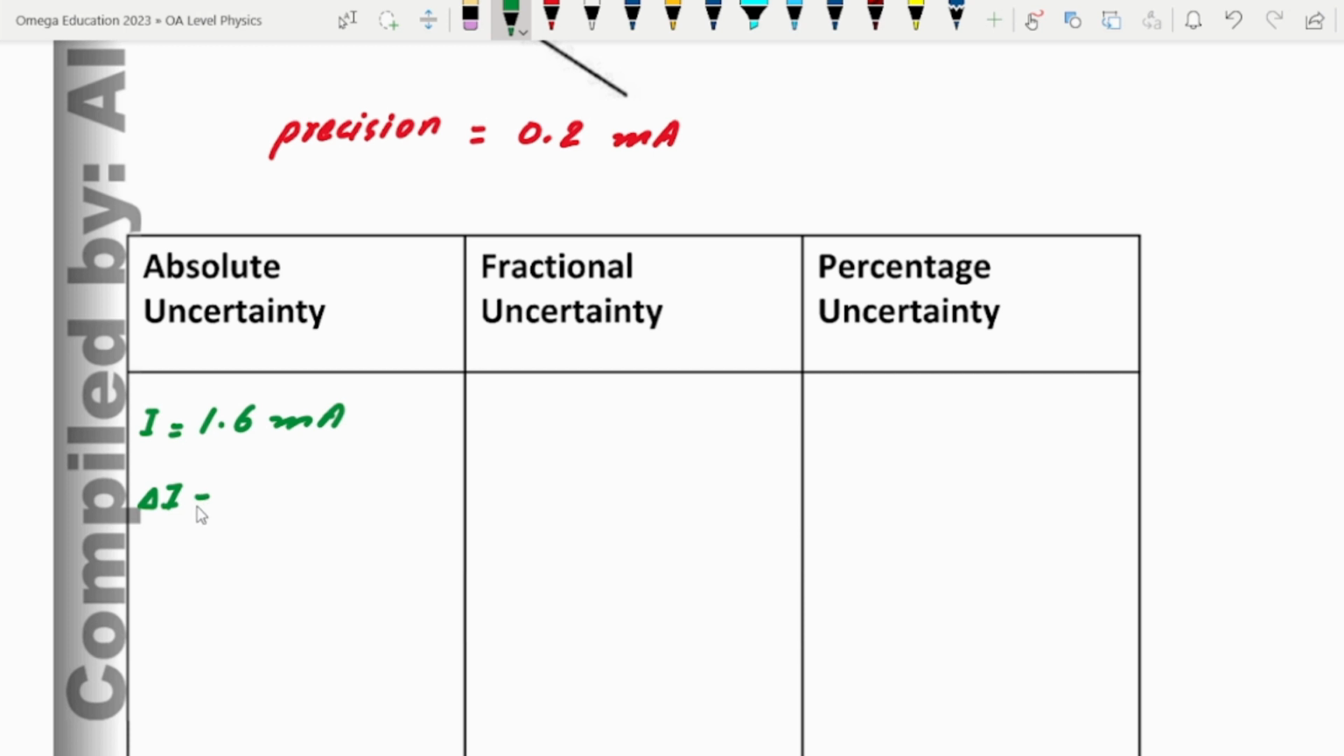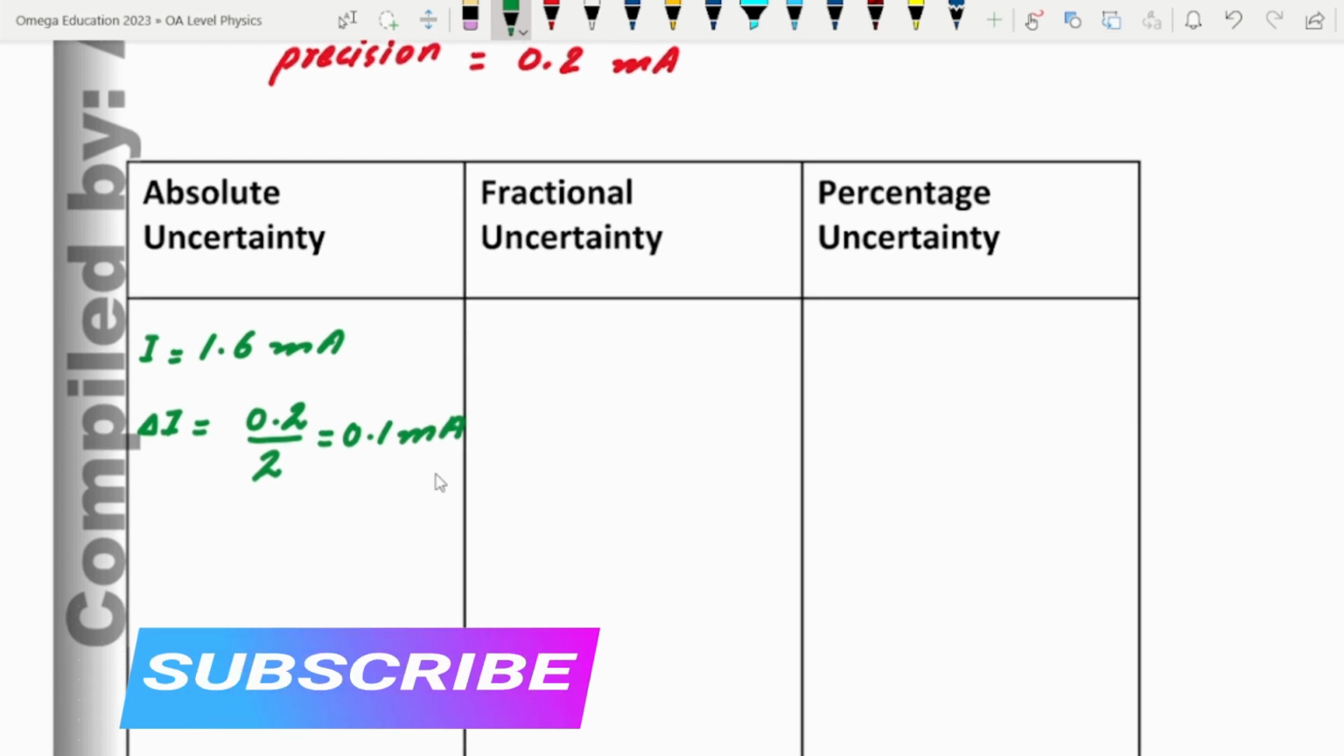So in order to find the absolute uncertainty, what you have to do is take half of the precision. So what was the precision? Precision was 0.2. You divide it by 2, and there you go. You get the absolute uncertainty in the principal value. So what do you get here? You get 0.1 milliamperes. So that's it. You get 0.1 milliamperes as the absolute uncertainty in the principal value.